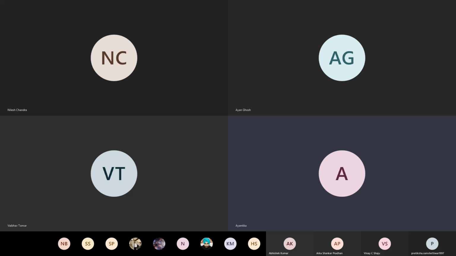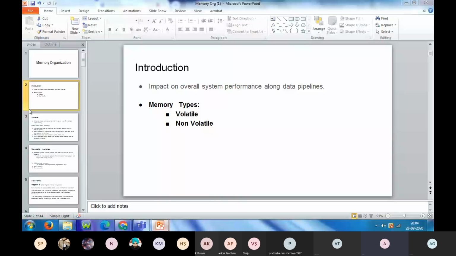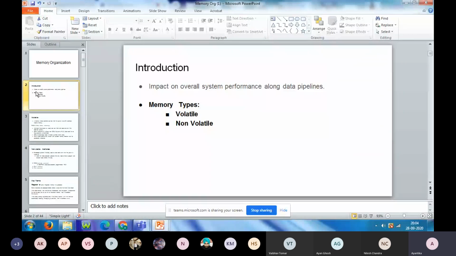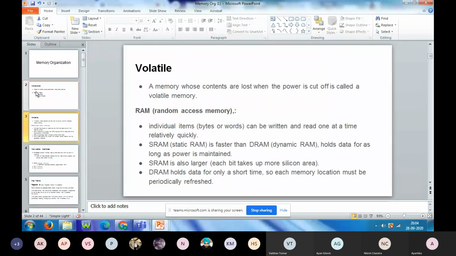Let's start about this memory organization. So this is after data pipelining. This memory part is having a strong effect on your software performance. So we will see with some examples how they are actually affecting.